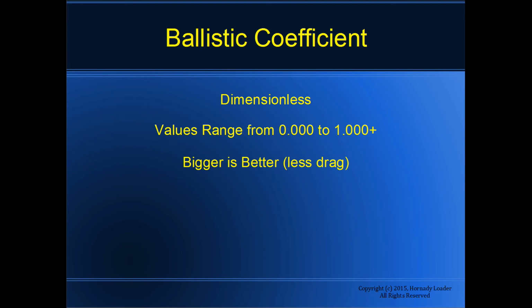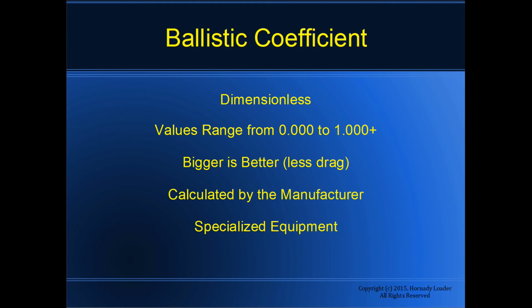The higher your ballistic coefficient, the less drag that bullet has. And that value is calculated by the manufacturer, and it requires some specialized equipment, ranging anywhere from multiple chronographs to Doppler radar and that sort of thing.